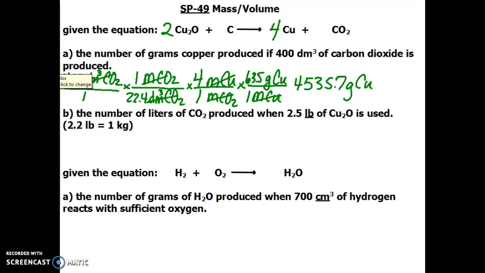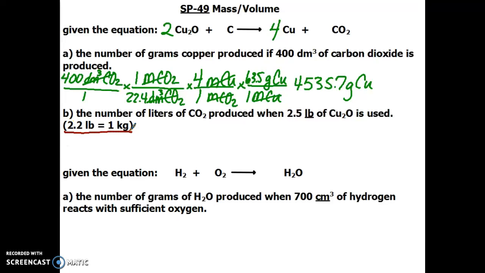This time we want to know the number of liters of CO2 produced when 2.5 pounds of Cu2O is used. And right away you ought to notice that it says pounds. Pounds are definitely an English unit. We're not going to use pounds. We're always going to use a metric unit. And so right below here I've given you a conversion that says 2.2 pounds is equal to a kilogram.